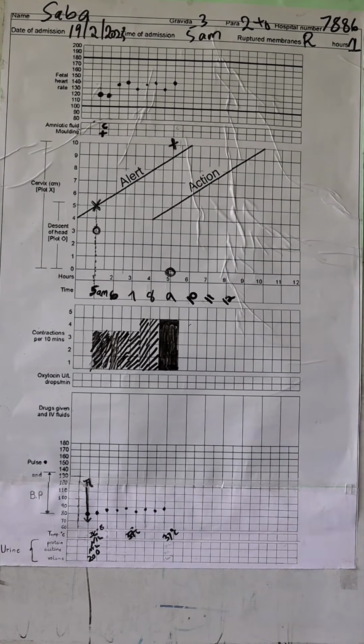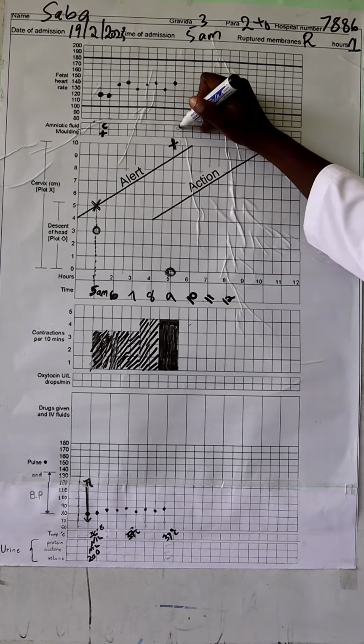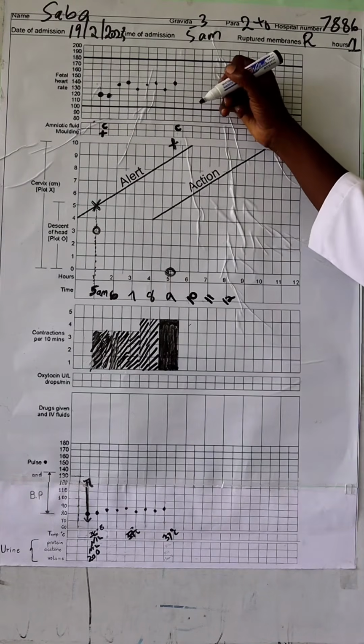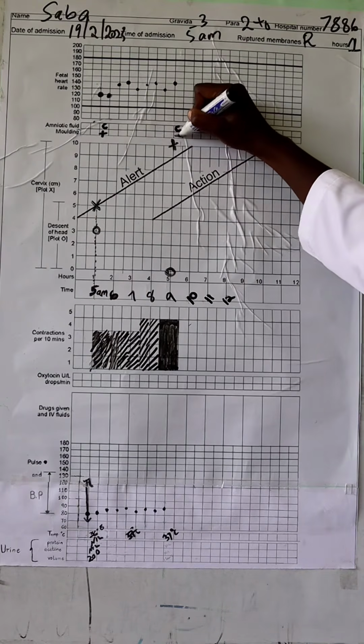All right, so the amniotic fluid still at 9 a.m., this is our second VE, is clear, so we are going to write clear or chart C there. And then what about the sutures? At this point in time, the sutures are still apposed. We are going to write a plus.